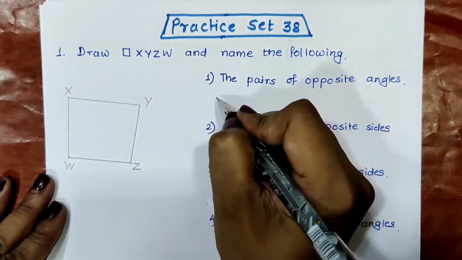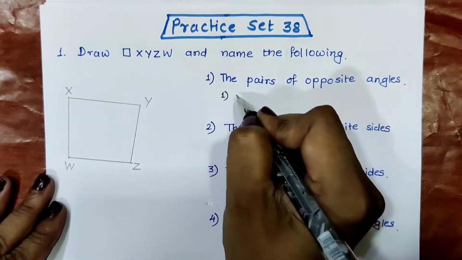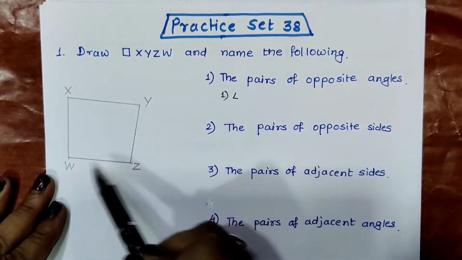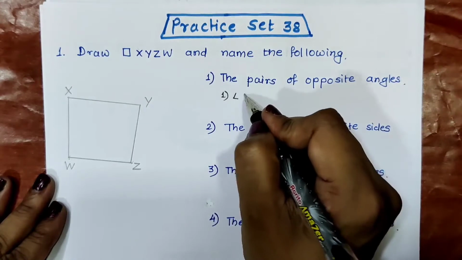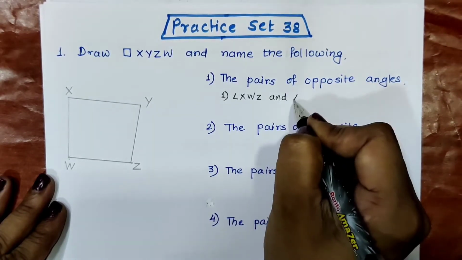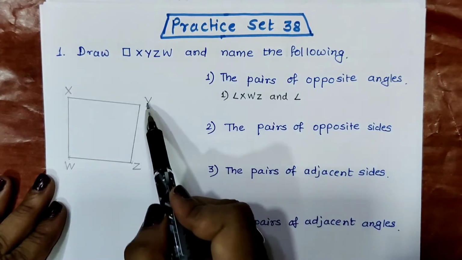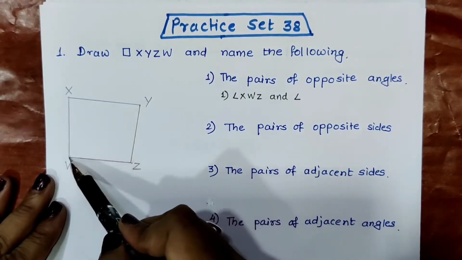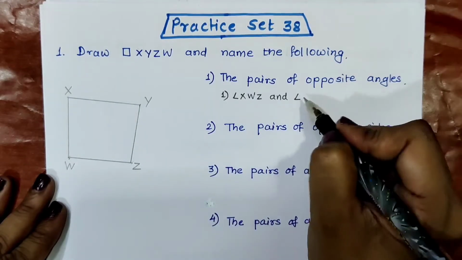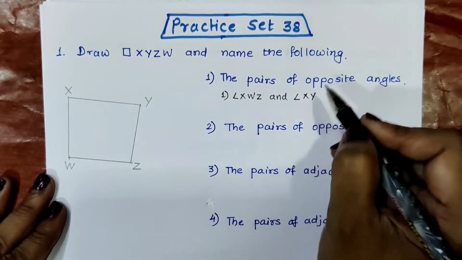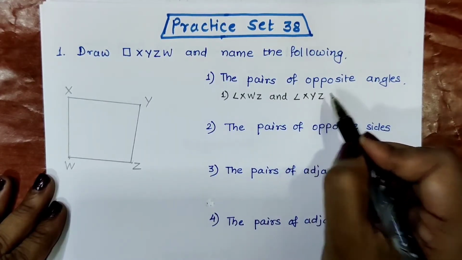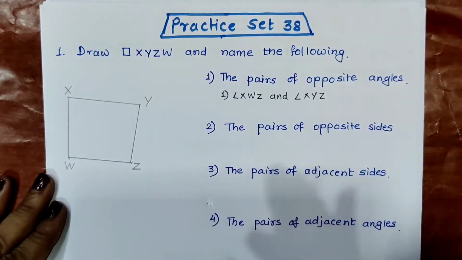So let us write the first pair. Angle XWZ. W should be the middle letter. And angle XYZ. Y should be the middle letter. In this way, for W and Y, these two opposite angles we can write. So the opposite angle of XWZ is XYZ. They do not share any common arm.